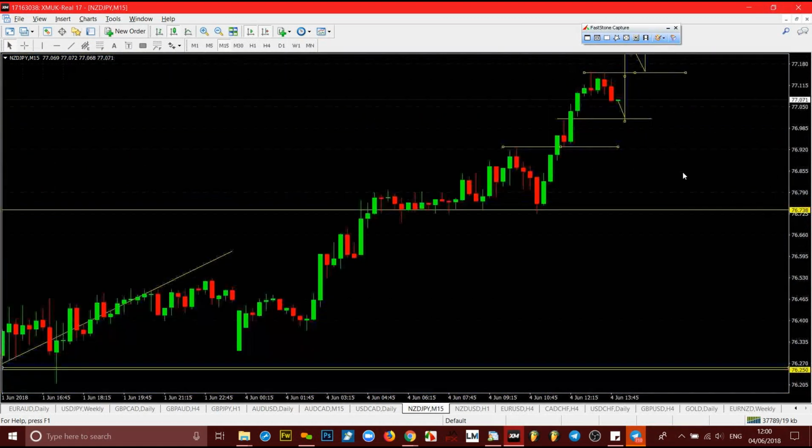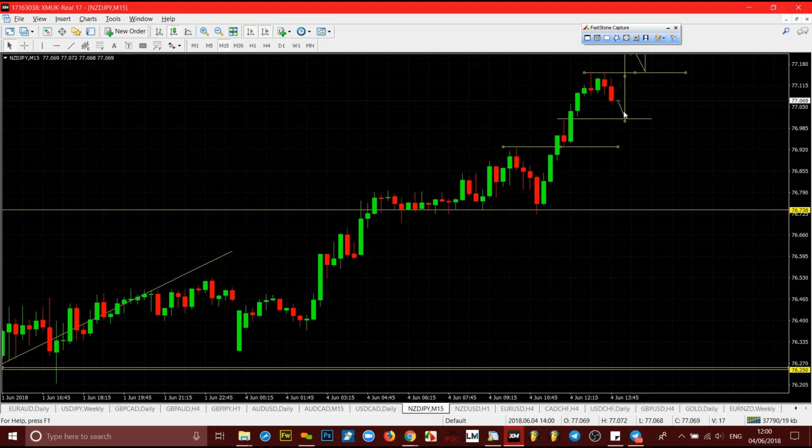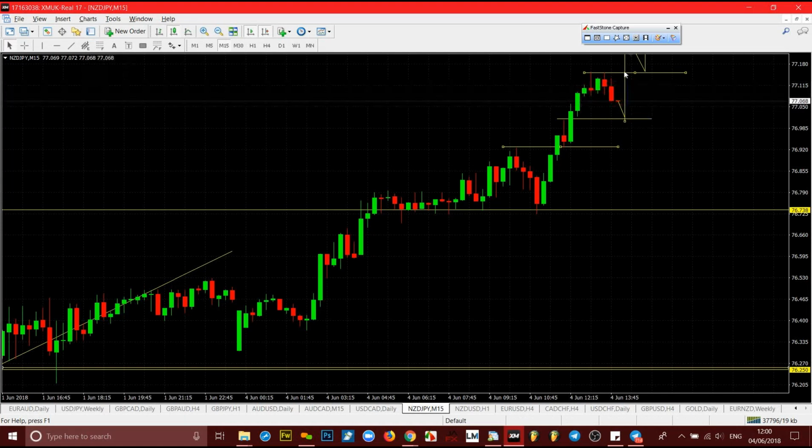So right now, it's doing this. So it might actually come down here, but you can decide to take an entry here and ride it back to the top. Or you can wait for it to break this and come back to retest it. Then you can take an entry here. So that's another one. Or you can, once you see a bullish engulfing candle break this high, then you can take an entry. It's pretty much the same thing.